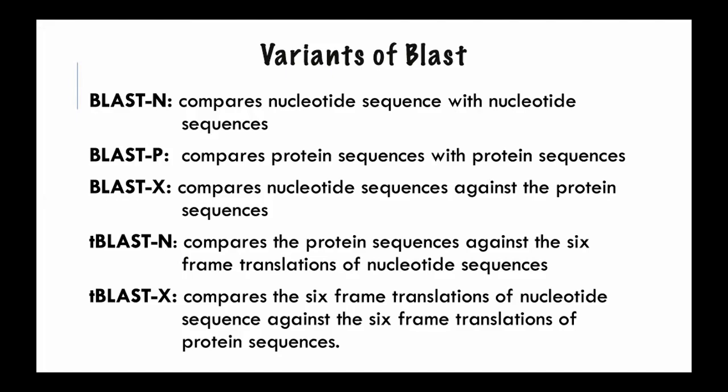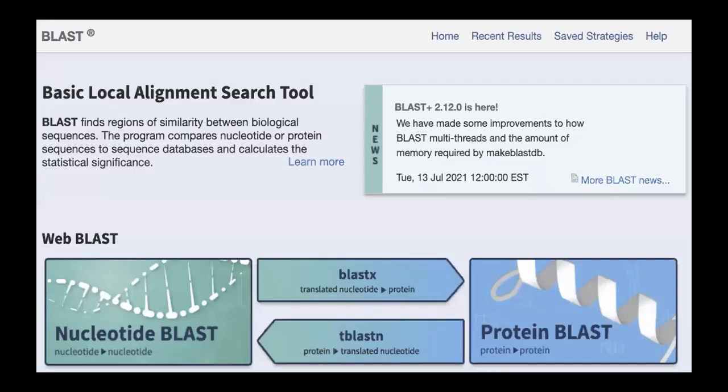So these are basically the variants, and this is the interface. When you go to the BLAST site, you can see that BLAST finds regions of similarity between biological sequences. The program compares nucleotide or protein sequences to sequence databases and calculates the statistical significance. And these are the various types of BLAST that you have: nucleotide BLAST, BLASTX, TBLASTN, protein BLAST, and so forth. So you can see a whole array of BLAST functionality on this site.